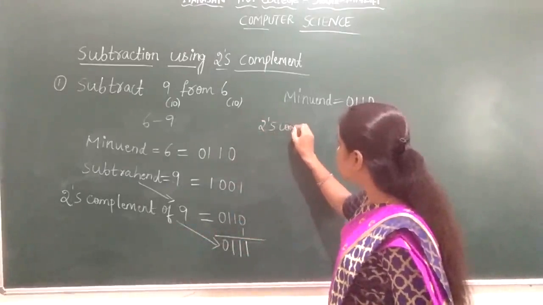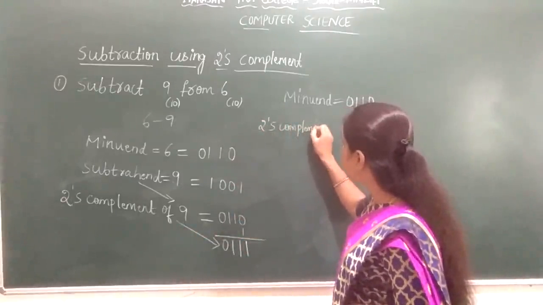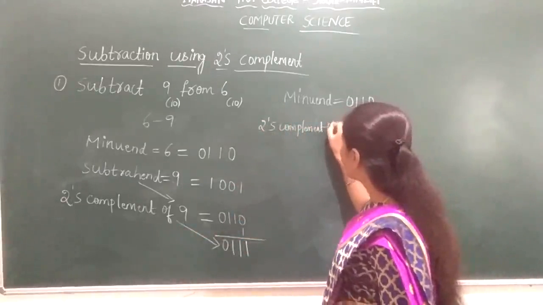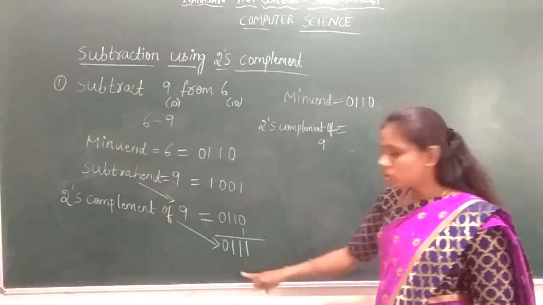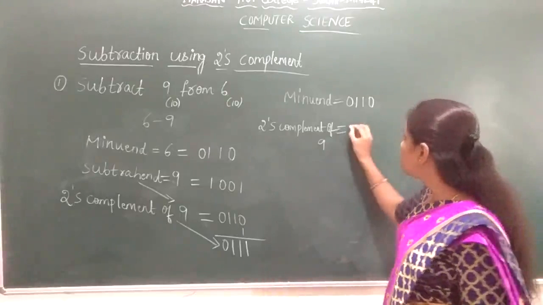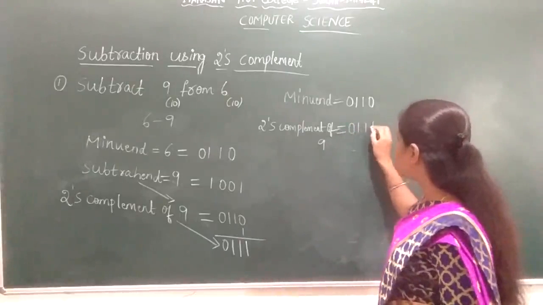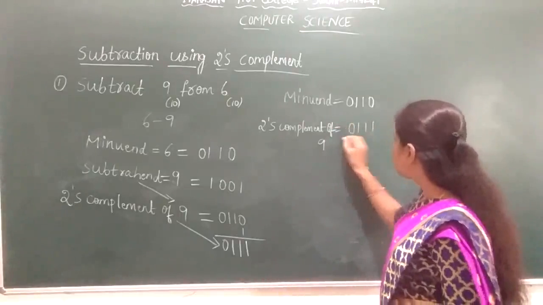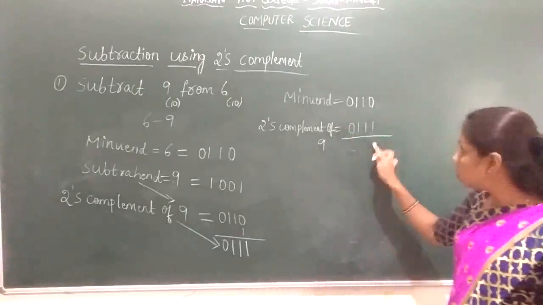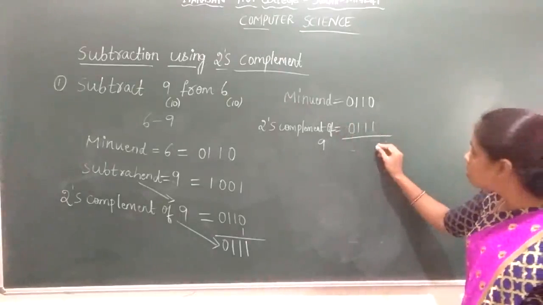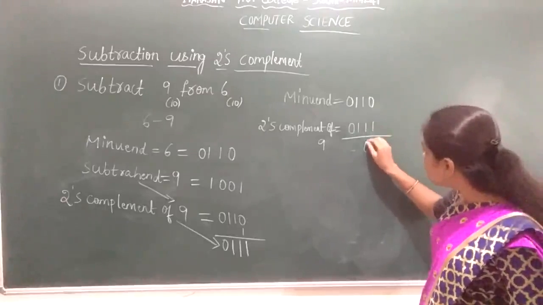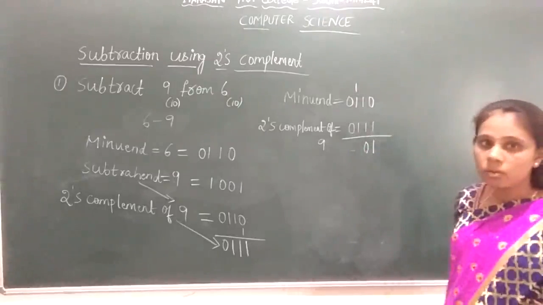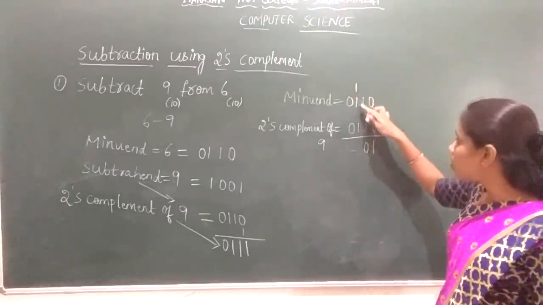The 2's complement of 9 is 0 1 1 1. This is the 2's complement. Now add these two values. 0 plus 1 is 1. 1 plus 1 is 0 with carry 1. Now we have 1 plus 1 plus 1.